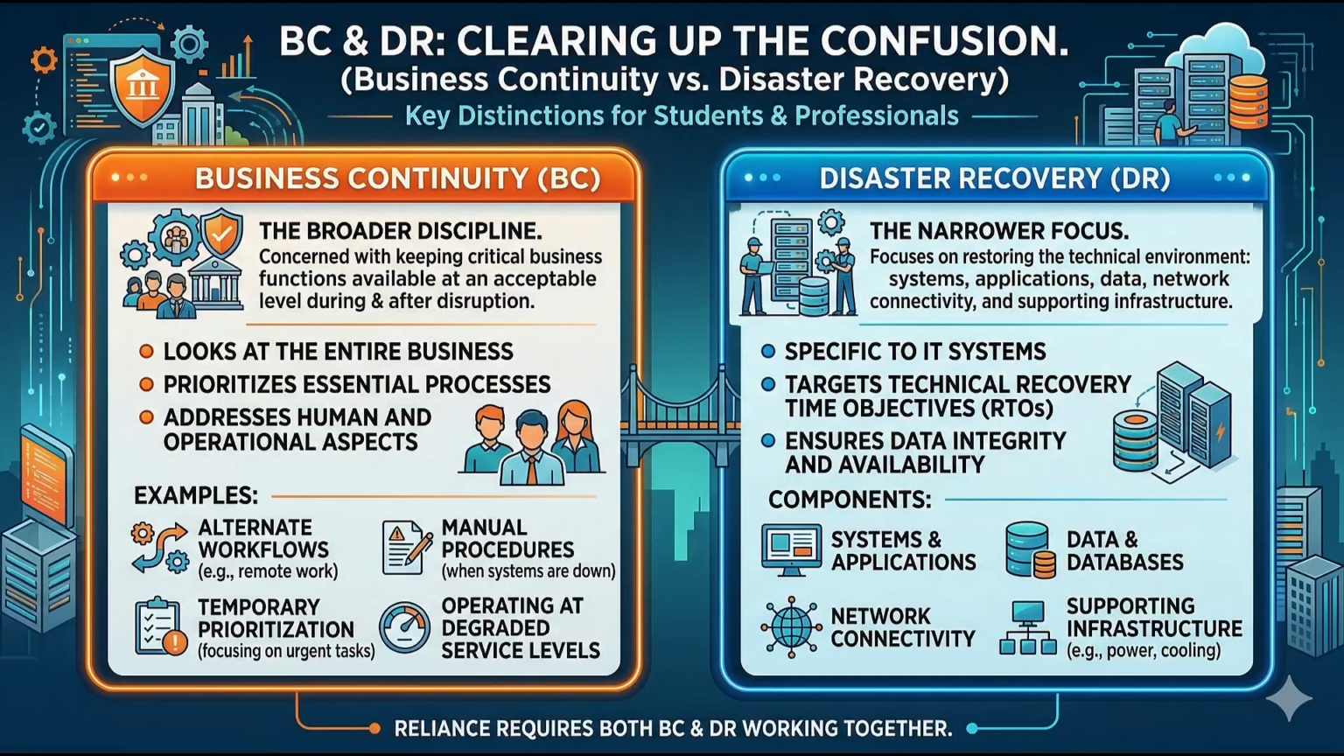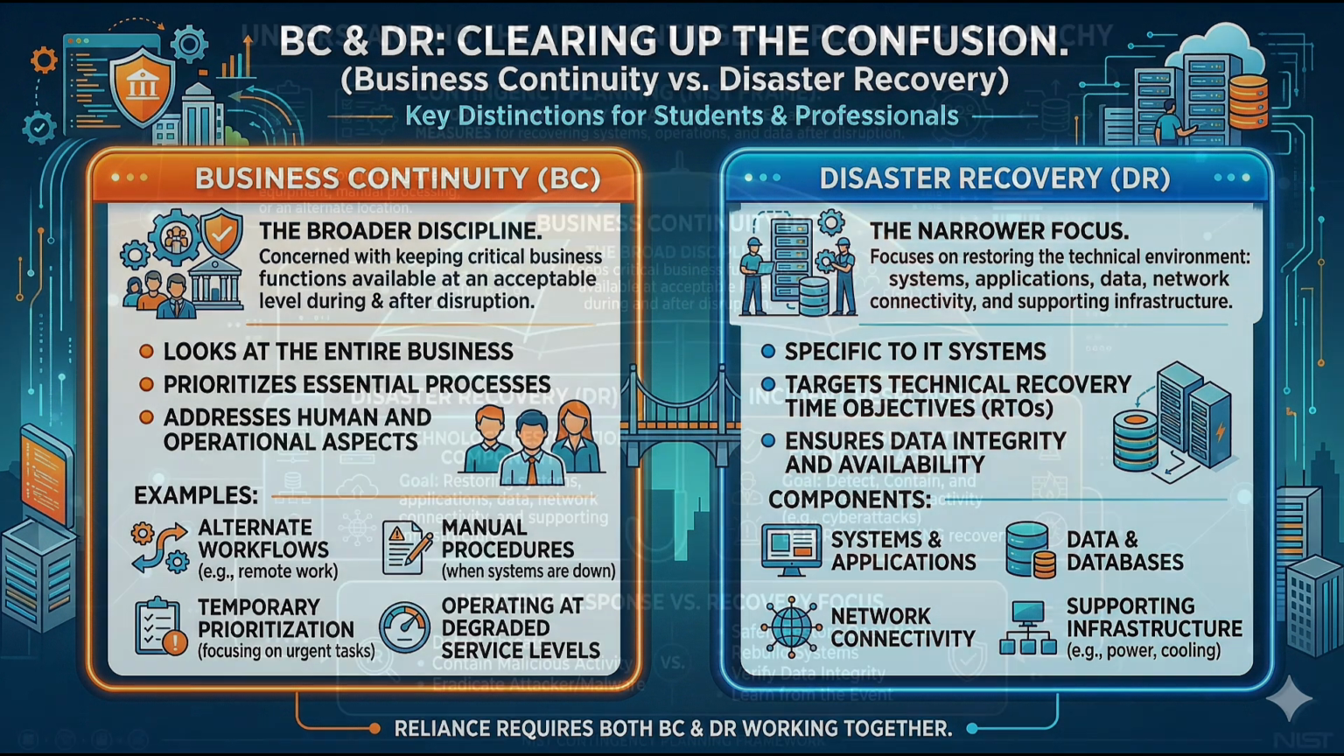Students often use business continuity and disaster recovery as if they mean the same thing, but they are not identical. Business continuity is the broader discipline. It is concerned with keeping critical business functions available at an acceptable level during and after disruption. That may involve alternate workflows, manual procedures, temporary prioritization, or degraded service. Disaster recovery is narrower. It focuses on restoring the technical environment, systems, applications, data, network connectivity, and supporting infrastructure.